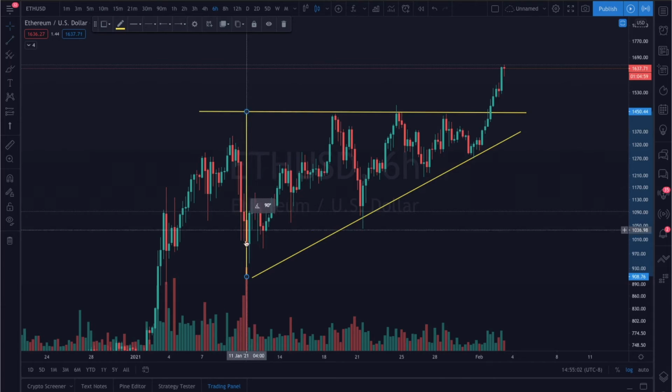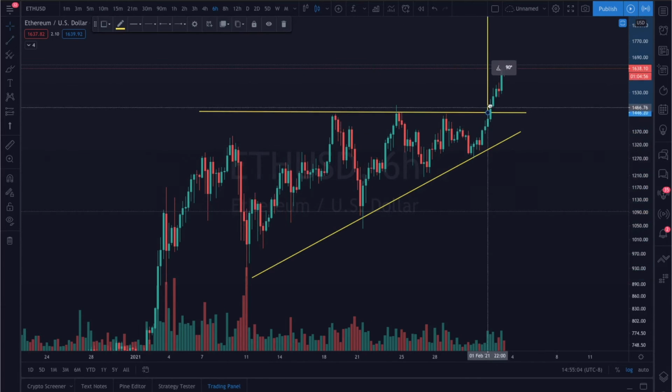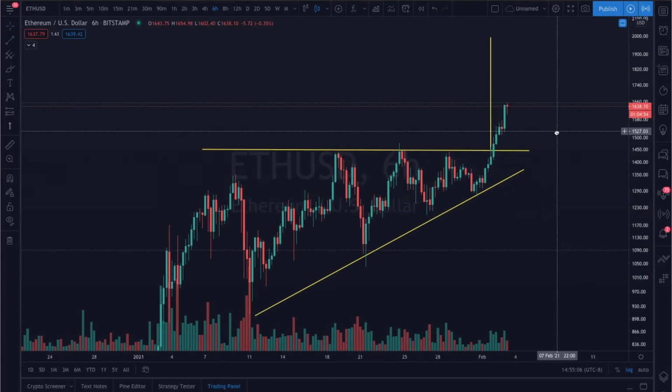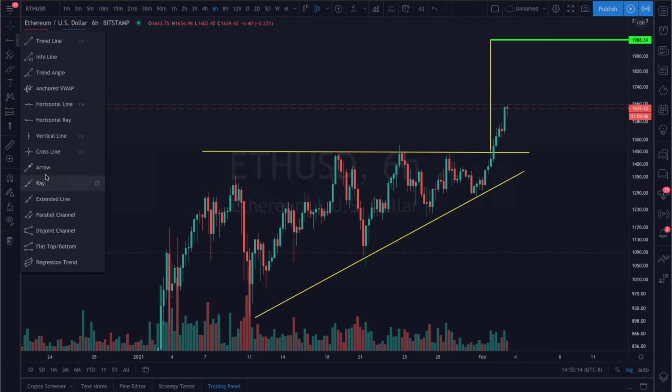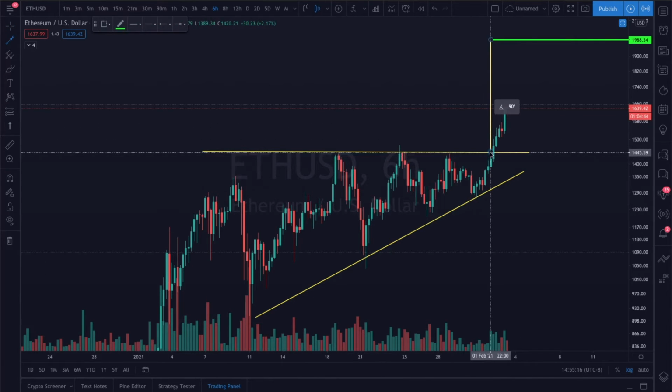Now, how to take the measured move of the ascending triangle? You again will take the high to the low in the consolidation range and add that to the point of breakout, either to the upside or to the downside. In this case, for a bullish breakout, you would add it to the upside, just on the other side of the upper trend line or the resistance of this pattern.